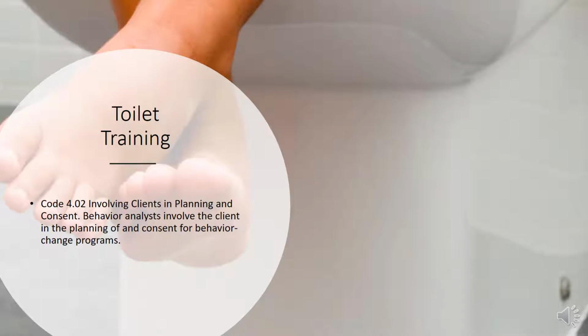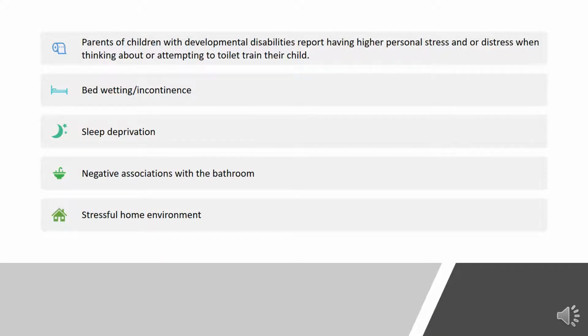If toilet training is not successfully completed, other side effects from lack of toilet training can be seen, such as increased bedwetting or an off-kilter sleep schedule. There could be negative associations with the bathroom, so some kids might even refuse to go on the toilet altogether just because they have negative thoughts about it. And then it can also lead to a stressful home environment. Parents of children with developmental disabilities report having higher personal stress and or distress when thinking about or attempting to toilet train their child.